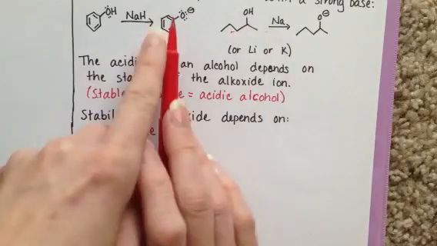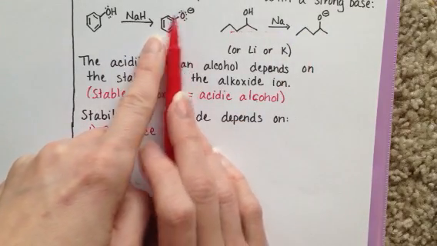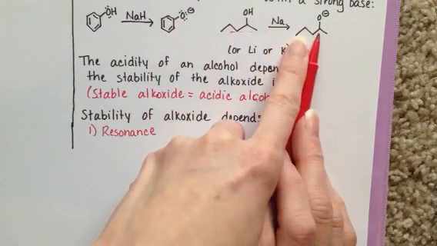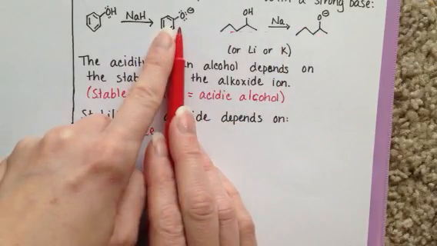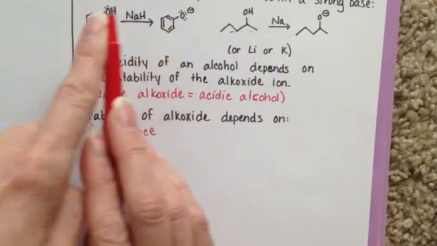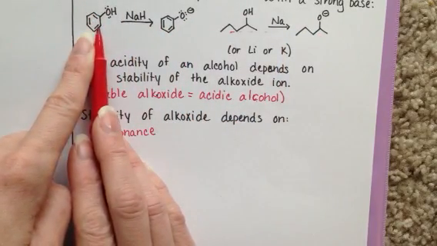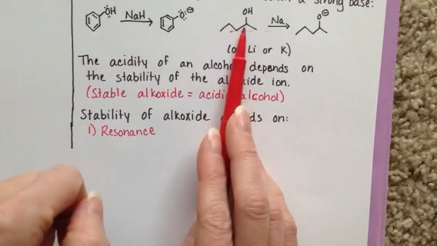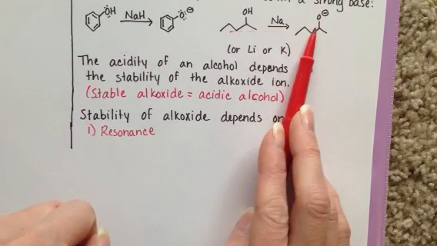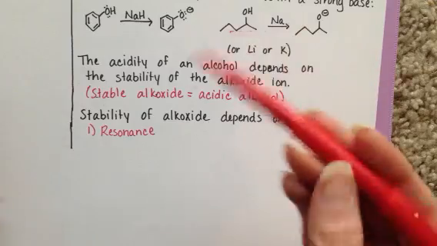We would say that this alkoxide is more stable than this one, because this one's got double bonds and the potential for resonance, and this one over here has got no resonance going on. So this is the more stable alkoxide, which means that this is the more acidic alcohol, and this is less acidic because its alkoxide is less stable.